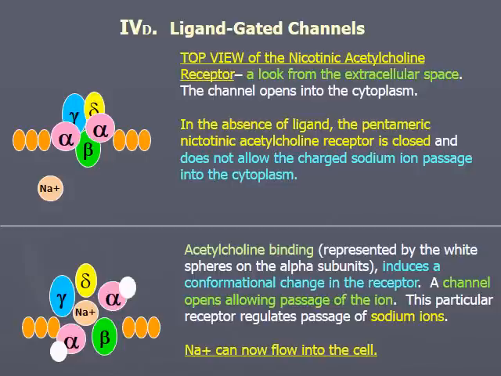So it will allow the passage of sodium into cells. Some studies have shown it will allow the passage of calcium into cells. Some studies have shown it will allow the passage of potassium out of cells. So that's why we say non-selective cationic. The major ion that goes through it is sodium.